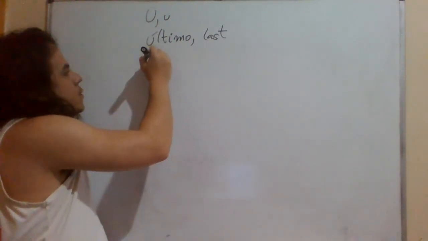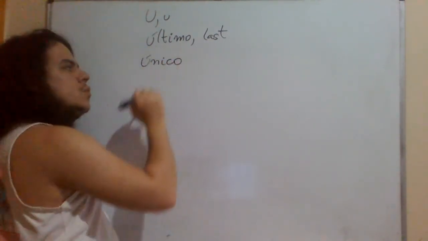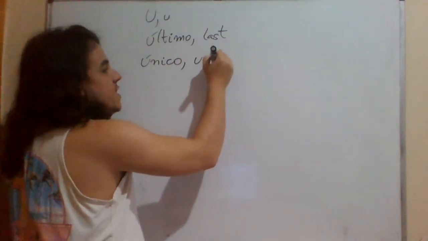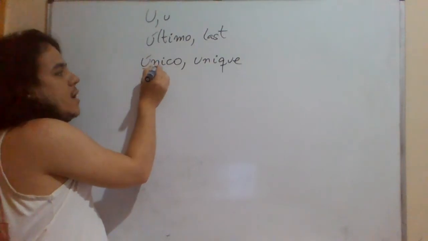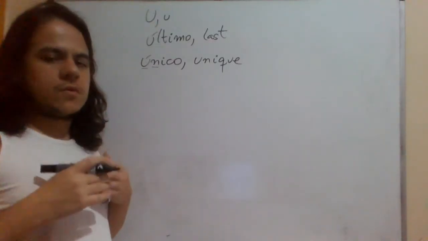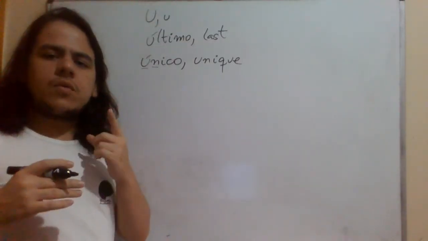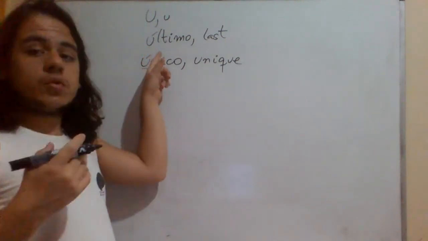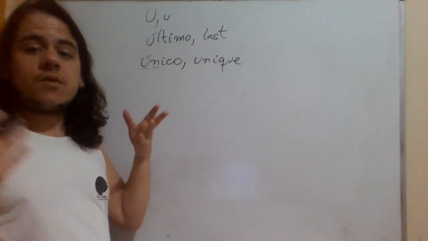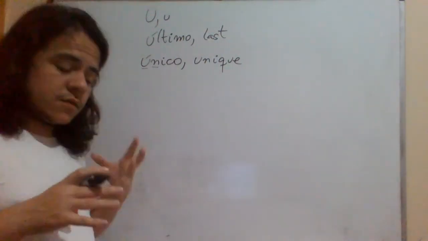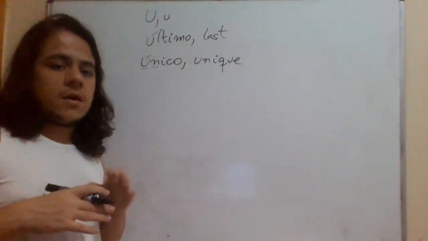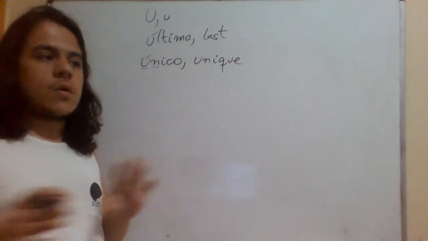Letter U can have a nasal sound before letters M and N. For example, único, it means unique. So we have letter U before letter N, so we say único. Notice, here is último, U, and here is único. It's a small detail, but can make all the difference in the world.